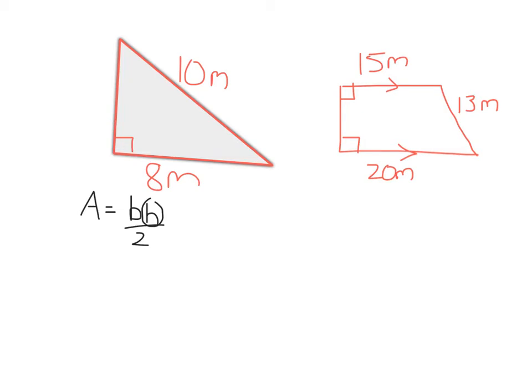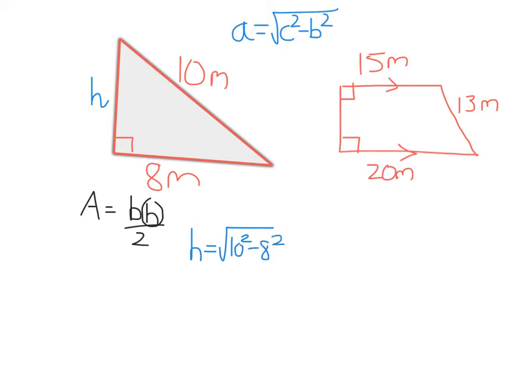So remember, for Pythagoras, if you're finding a shorter side, you can use the formula a equals the square root of c squared minus b squared. Remember, c is the longer side, the hypotenuse. So here, if I call this h, the perpendicular height, it's just going to be h equals the square root of longer side squared minus shorter side squared. Putting that straight on the calculator gives me 6 meters.